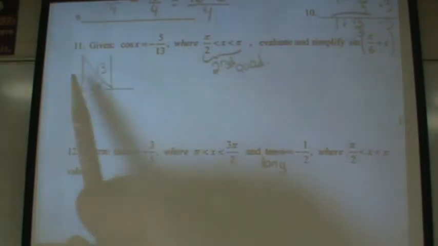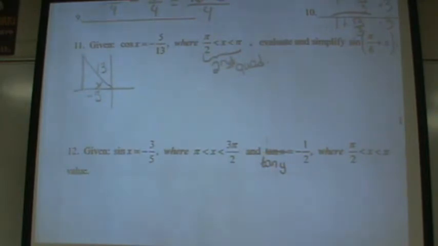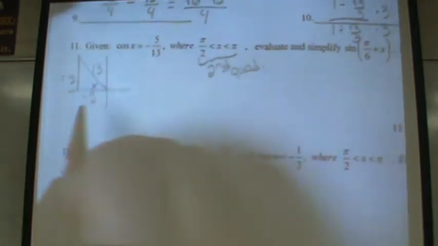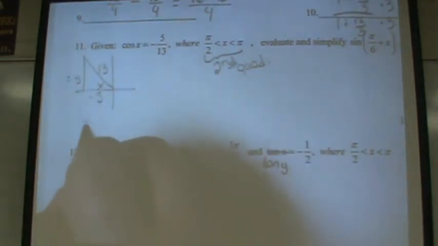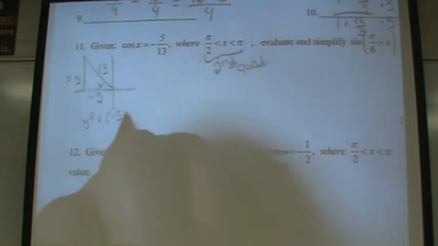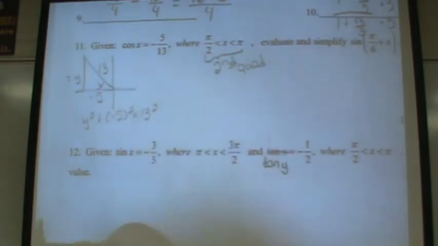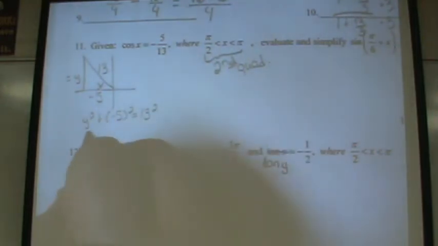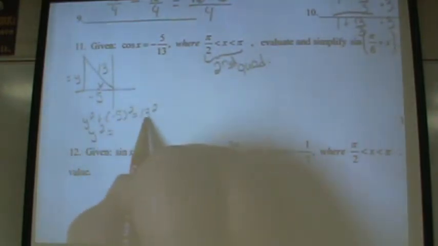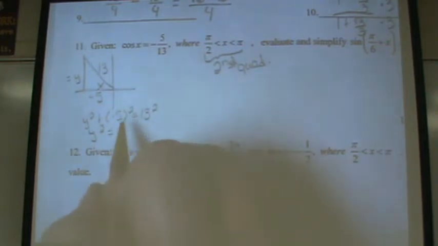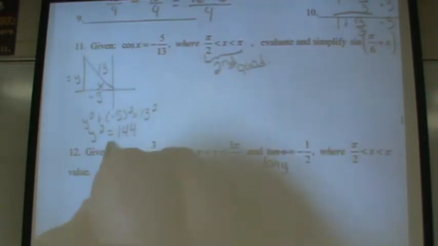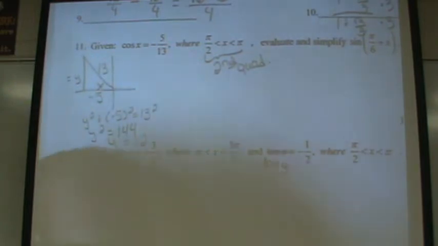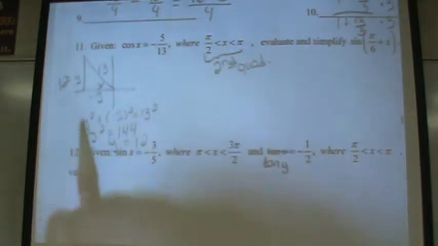Now we need to find that third side. So we're going to use the Pythagorean theorem. We'll call that y. So we're going to have y squared plus negative 5 squared equals 13 squared. Solving for y, we're going to get y squared equals 13 squared, which is 169, minus 5 squared, which is 25. So 169 minus 25 gives us 144. So y equals 12. So that third side is 12.